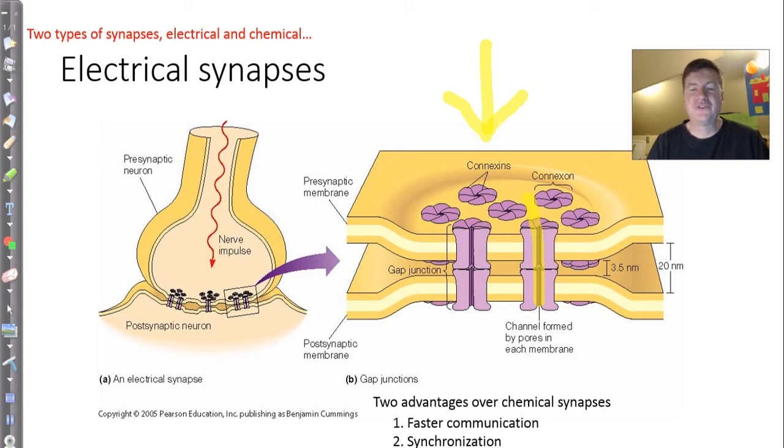It also allows for some synchronization. It's going to be much easier for neurons to fire in a sequence if they're joined very close together. So we see this kind of electrical synapse in some defensive reflexes. It's not something we're going to spend a lot of time on. It's far more important to really feel if you grasped the chemical synapse, but I wanted you to see the electrical just in case it came up.